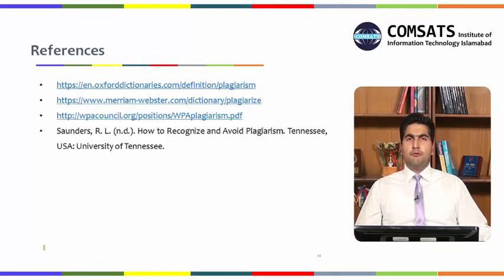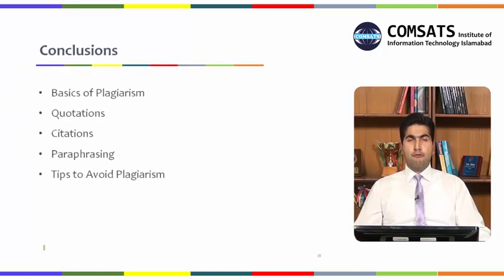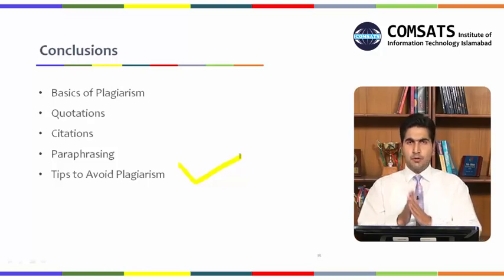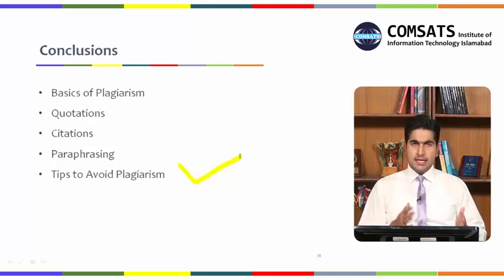Some of the references for understanding more about plagiarism are given, but so far this is the end of today's lecture. We have talked about the basics of plagiarism, how to cite quotations, how to cite the material itself, and then paraphrasing, what it is and what the tips are through which you can avoid plagiarism. In the next lecture, we're going to talk about some referencing styles, looking in detail at MLA as well as APA. APA is used within the university itself and is quite common in other places as well, so we'll be looking into it in detail with some examples.